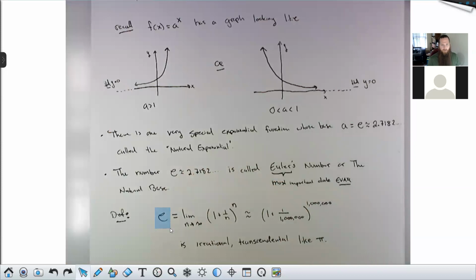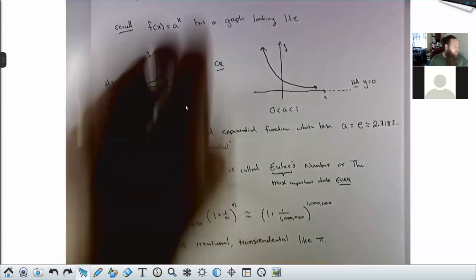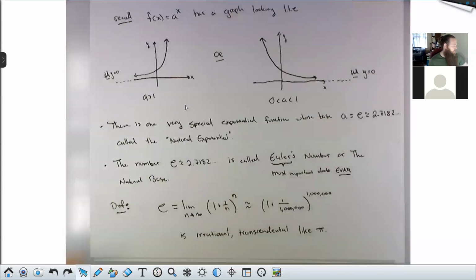So we like to use this guy as our base. Because he's about 2.7, he's bigger than 1, his graph looks like this. And the big deal is that his rate of change, if you look over a very small interval, is almost exactly equal to his height. In calculus speak, we would say that the derivative of e to the x is e to the x.